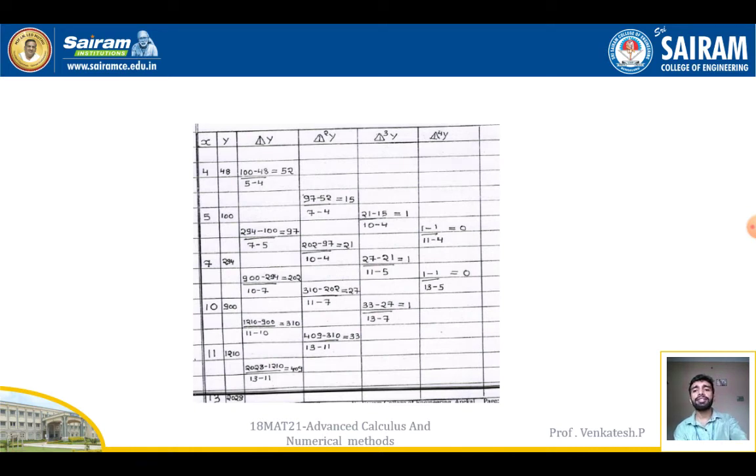It is given like x equal to 4, 5, 7, 10, 11, 13. Y is given by 48, 100, 294, 900, 1210, 2028. The first divided difference is 52, 97, 202, 310, 409. The second difference is 59, 21, 27, 33. The third difference is 1, 1, 1, and the fourth difference is 0, 0, 0. So now make the formula till the delta cube y only.